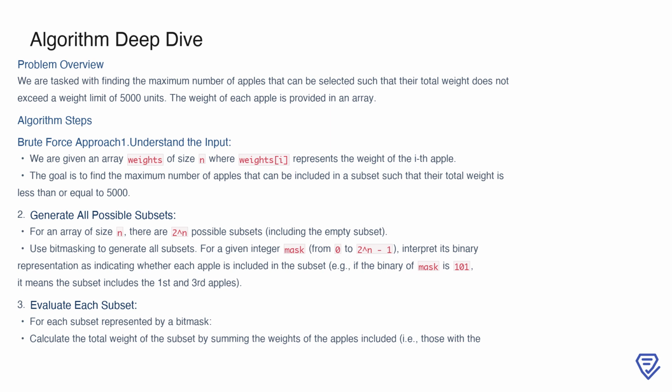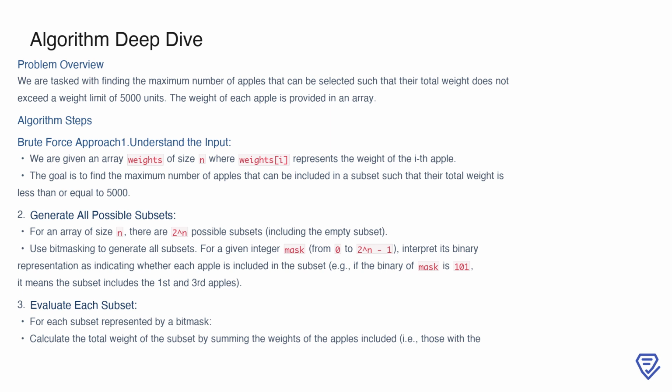First, we interpret the input. The array weights of size n contains the weight of each apple, and our goal is to maximize the number of apples in a subset while keeping the total weight within the limit. Next, we generate all possible subsets of apples. For an array of size n, there are 2^n subsets to consider, including the empty subset.